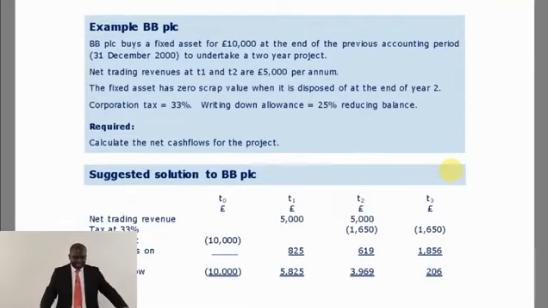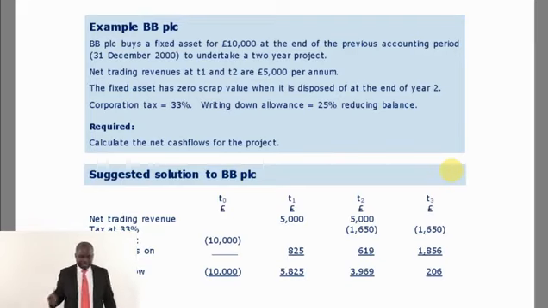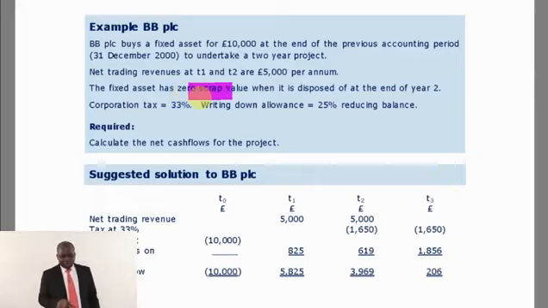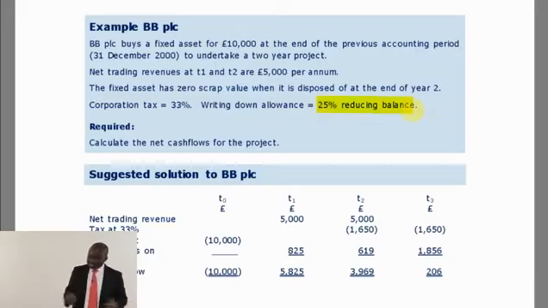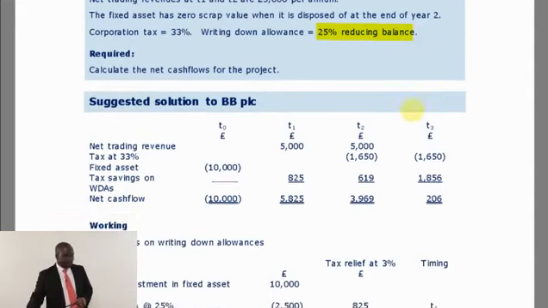BB PLC buys a fixed asset for 10,000 at the end of the previous accounting period to undertake a 2-year project. Net trading revenue, T1, T2 are 5,000. We're following the same thing. The fixed asset has 0 scrap value when it is disposed of at the end of year 2. Corporation tax 33%, and the written down allowance is actually 25%. Let's calculate the net cash flows.